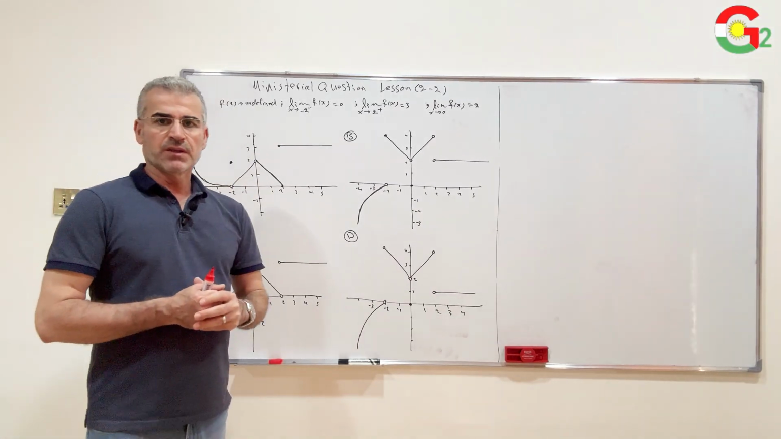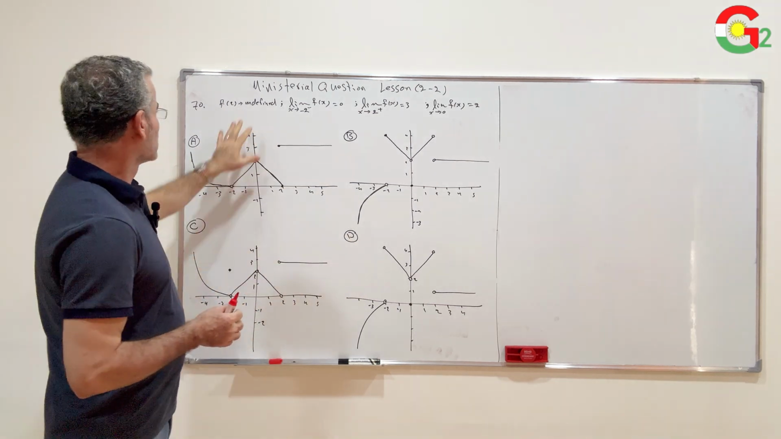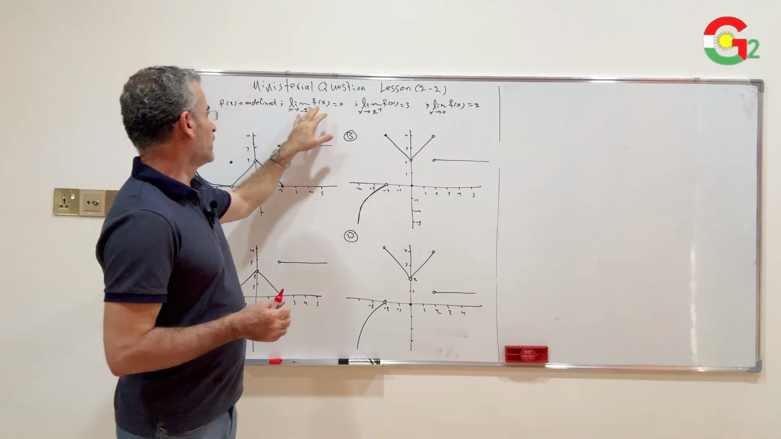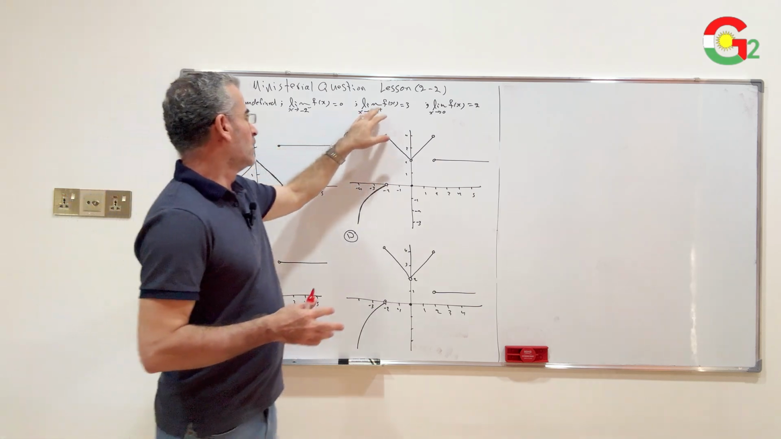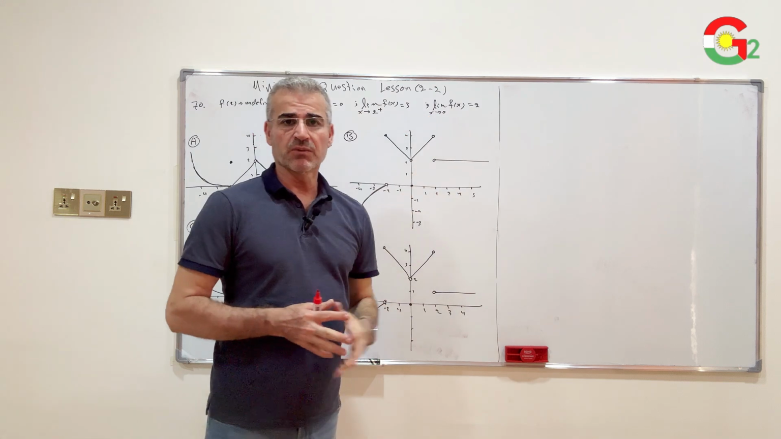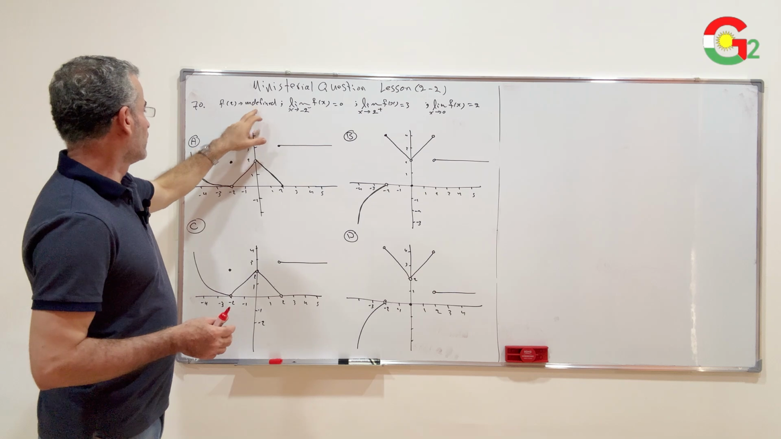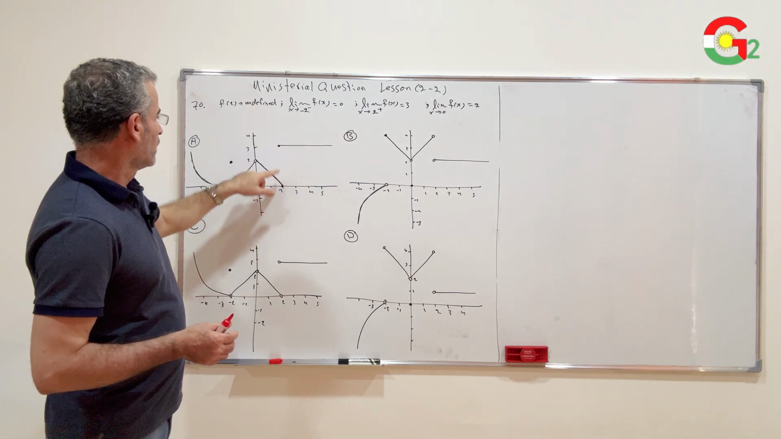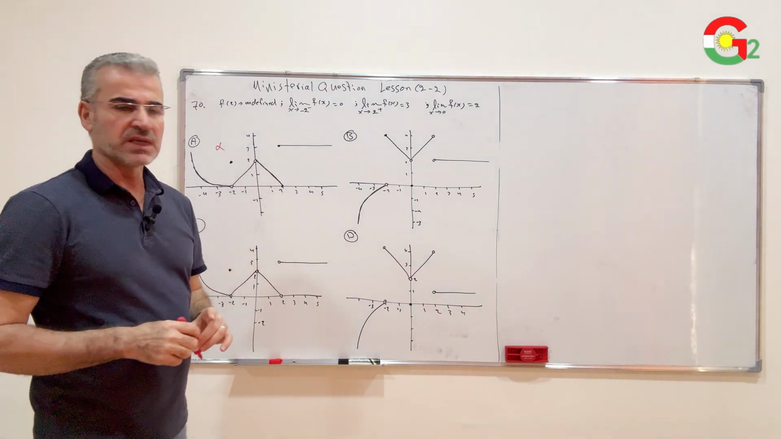Question number 17, the last question in this set. Which of the following graphs satisfy these conditions? F of 2 undefined. Limit f of x when x approaches -2 from the left is 0. Limit f of x when x approaches 2 from the right is 3. Limit f of x when x approaches 0 is 2. Let us check A. F of 2 undefined? This is 2. F of 2 is defined. F of 2 is 3. Then this graph is wrong.